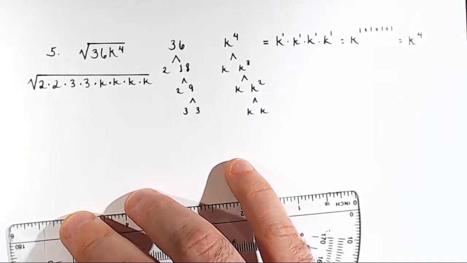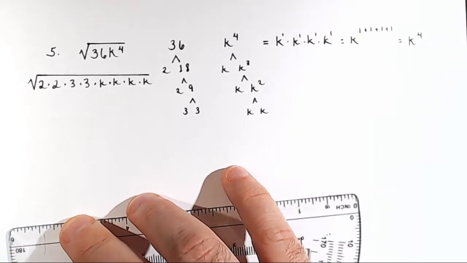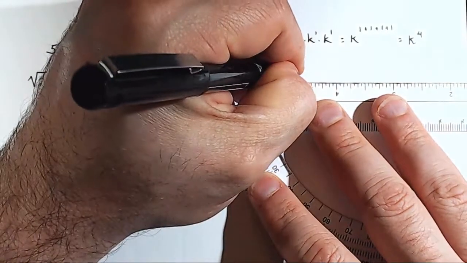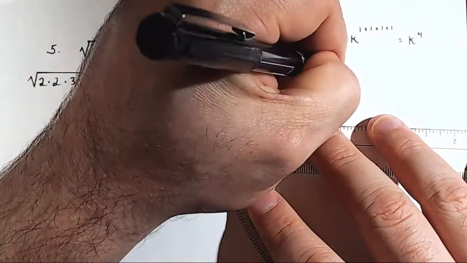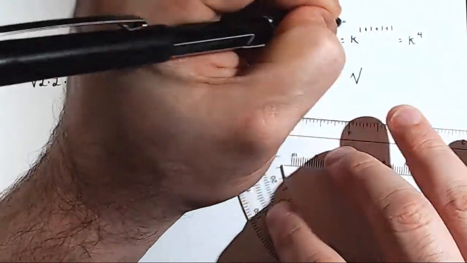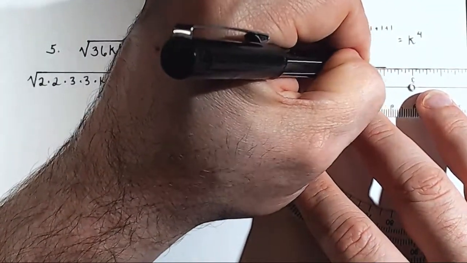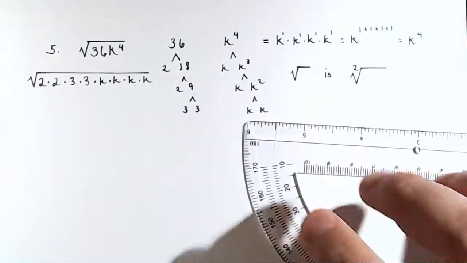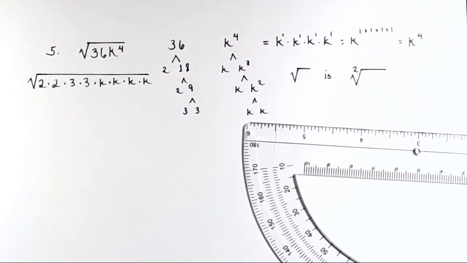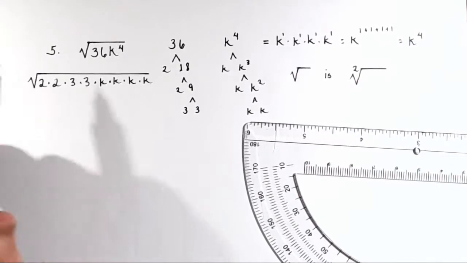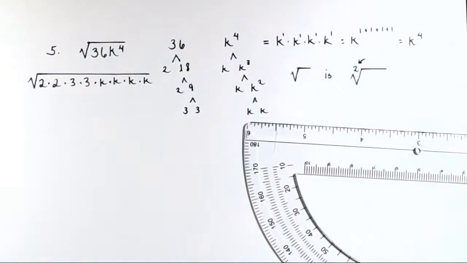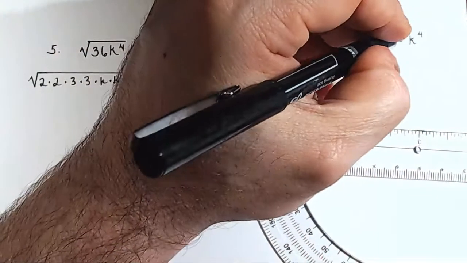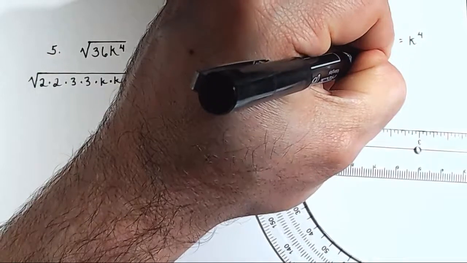Here's the key thing to remember. The square root is really the second root. We just don't write the 2. There's a little 2 there, and that's called the index value. It can be anything. It starts with 2 and it goes up: 3, 4, 5, whatever. This is the index value.